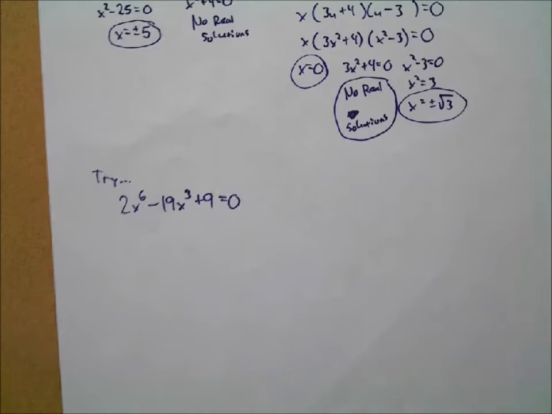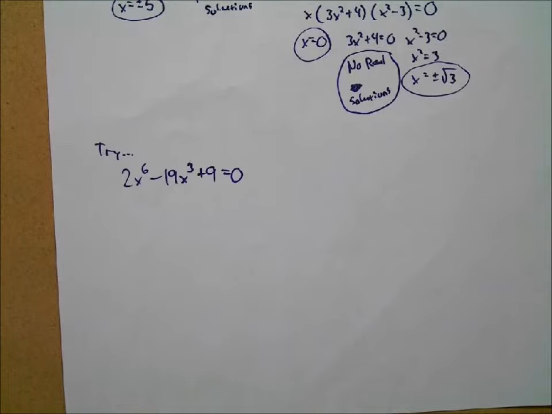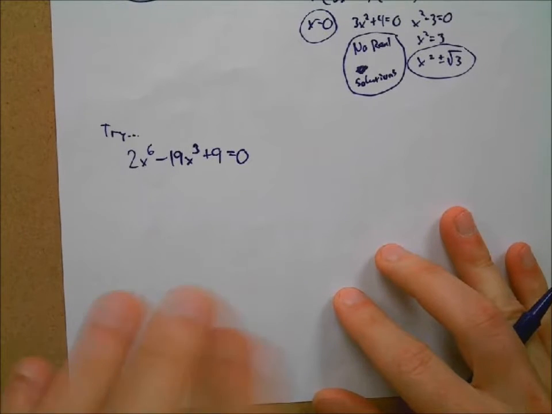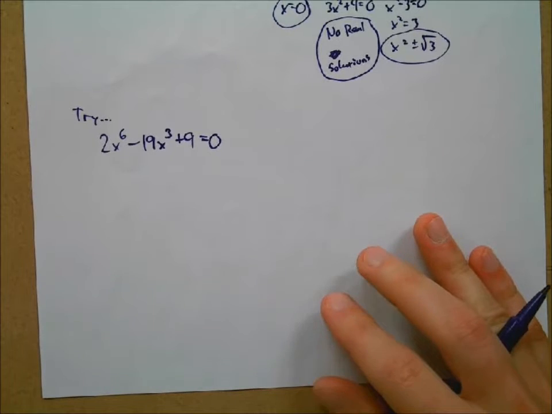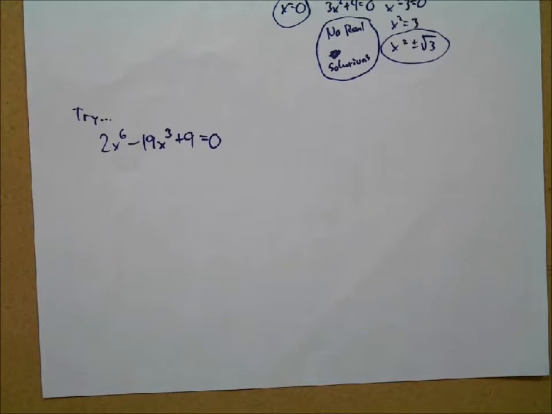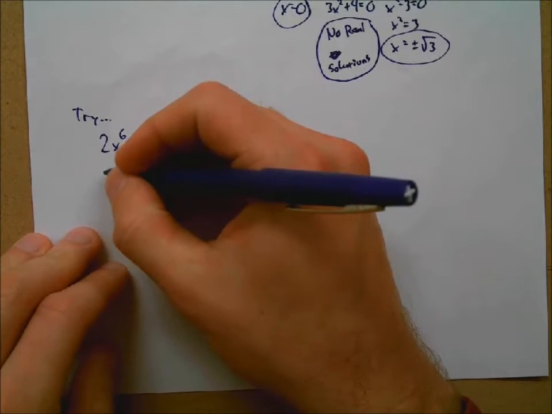Okay, on this problem here, we're going to go over it. Let's take a look. 2x to the 6 minus 19x cubed plus 9. Okay, this is more complicated, I would say, than some of the stuff we just did, because it's kind of harder to see. But it is a substitution, right?